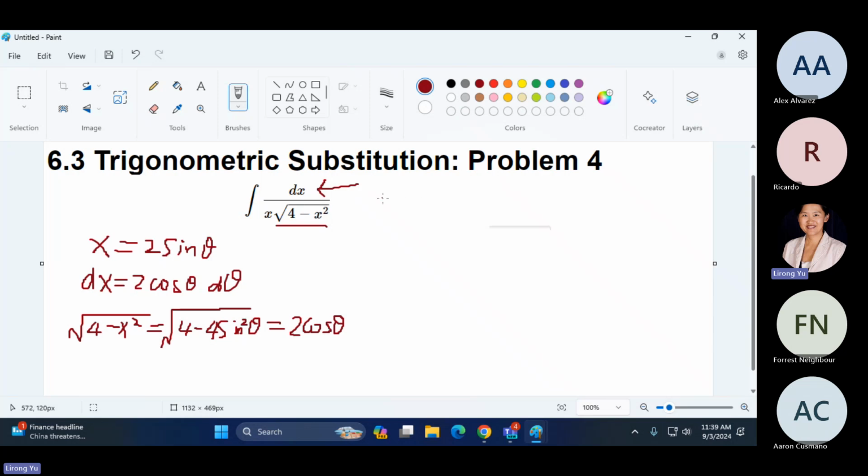So then this is equal to, making sure every part is replaced appropriately, dx is 2 cosine theta. And then the denominator has an x, and x is equal to 2 times sine theta. And the root is 2 times cosine theta.